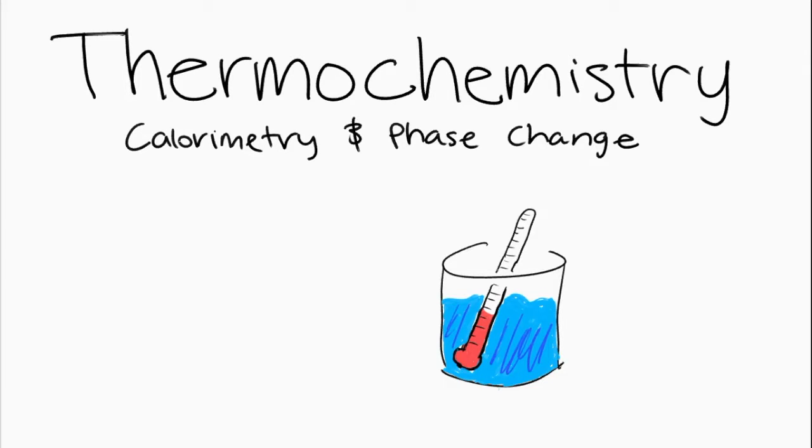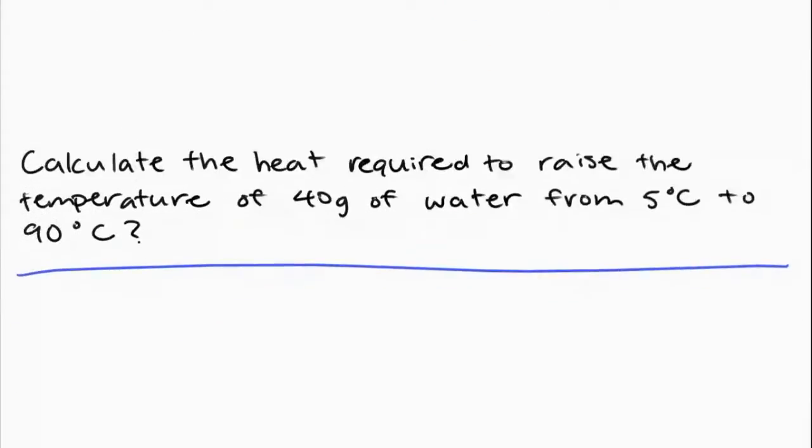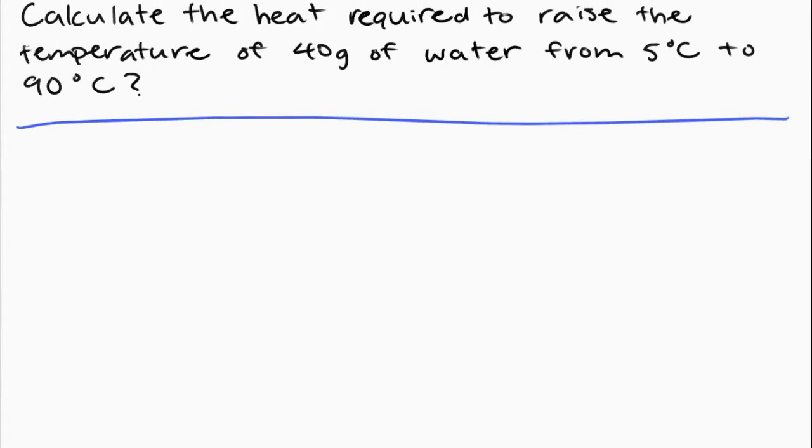Hey guys, we're going to be doing thermochemistry in this video, specifically calorimetry and phase change. Let's start with this simple problem. Calculate the heat required to raise the temperature of 40 grams of water from 5 degrees Celsius to 90 degrees Celsius. Oops, that should be a period, not a question mark, but whatever.